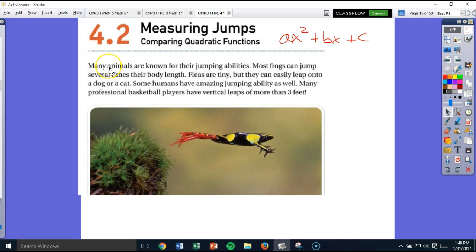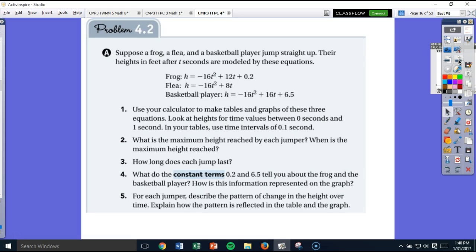And as you probably already know, many animals are known for their jumping abilities. Most frogs can jump several times their body length, as can cats. Fleas can jump off of whatever they live on and jump on other animals like cats and dogs. And then we have people that can jump really well too. Winners of slam dunk competitions, Michael Jordans, people like that can jump as well. So let's take a look at 4.2 here and compare some different equations.